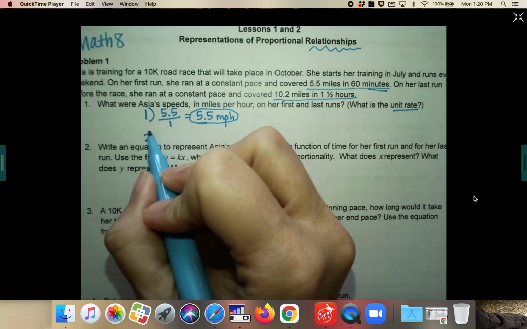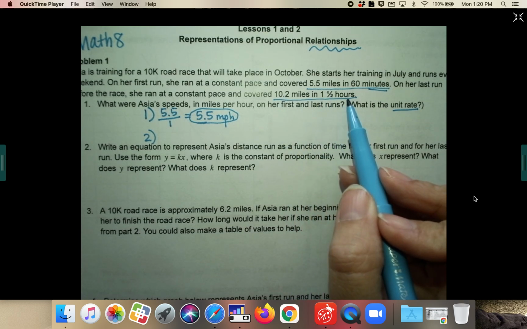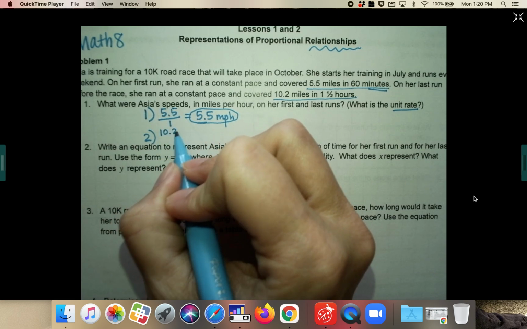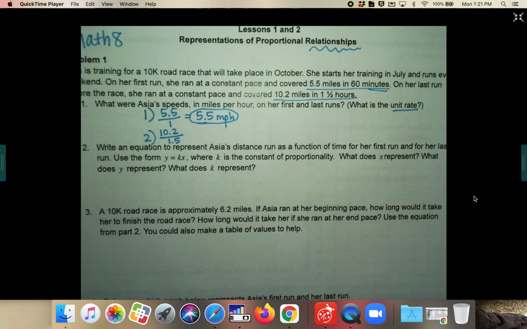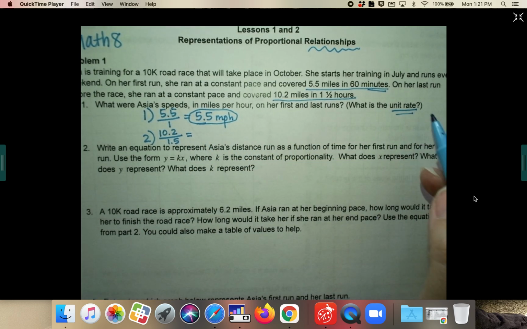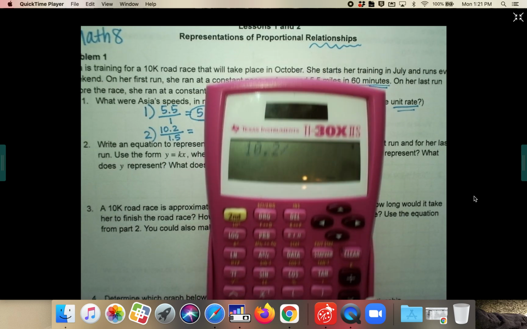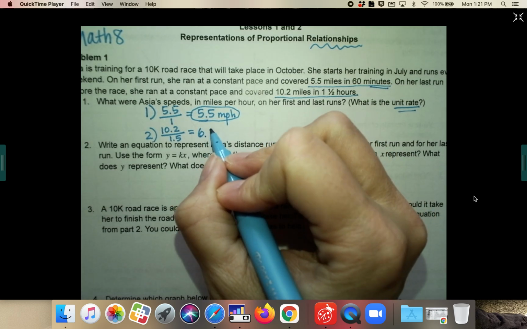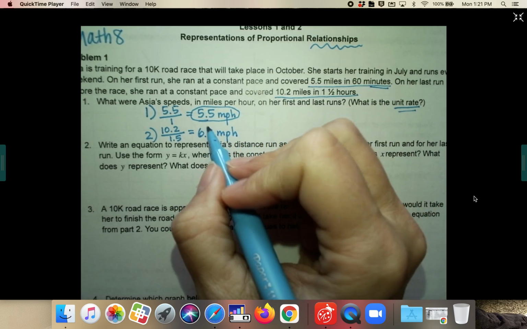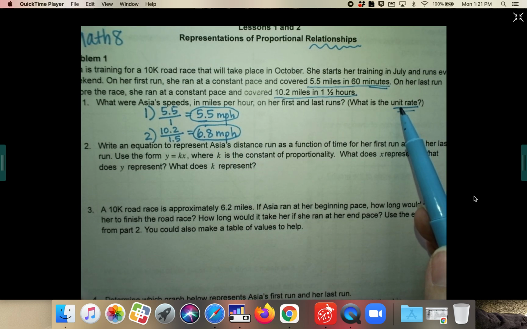Okay, so her second pace, let's look at that. It was 10.2 miles in 1.5 hours. So 10.2, but this time I'm going to put 1.5 because that was in 1.5 hours. I'm going to divide this out to get the unit rate. So 10.2 divided by 1.5, I don't know what that is, so I'm going to use my calculator. 10.2 divided by 1.5 is 6.8. So she was going much faster on the second run. She was going 6.8 miles per hour. Okay, so those are the speeds and they are the unit rate.